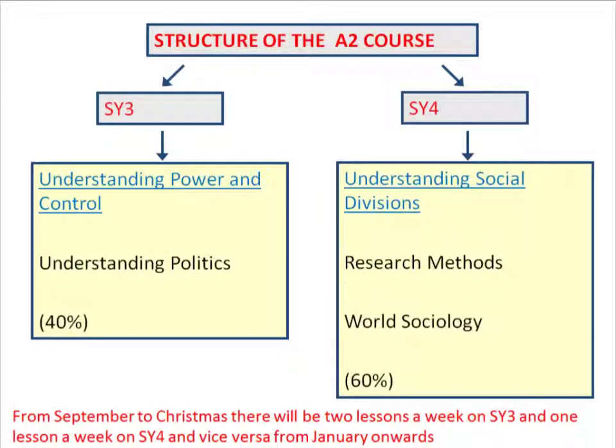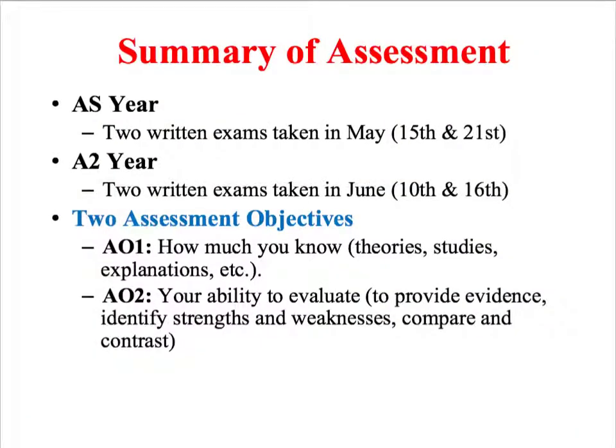If you're a second year student, the A2 course consists of 2 exam papers that you do next summer. SY3, which is on politics, we're going to be working on for 2 lessons a week from now until Christmas, and then we're going to be doing 1 lesson a week on SY4, focusing on the world sociology component of that paper. After Christmas, we'll be doing 2 lessons a week on SY4 and 1 lesson a week finishing SY3.